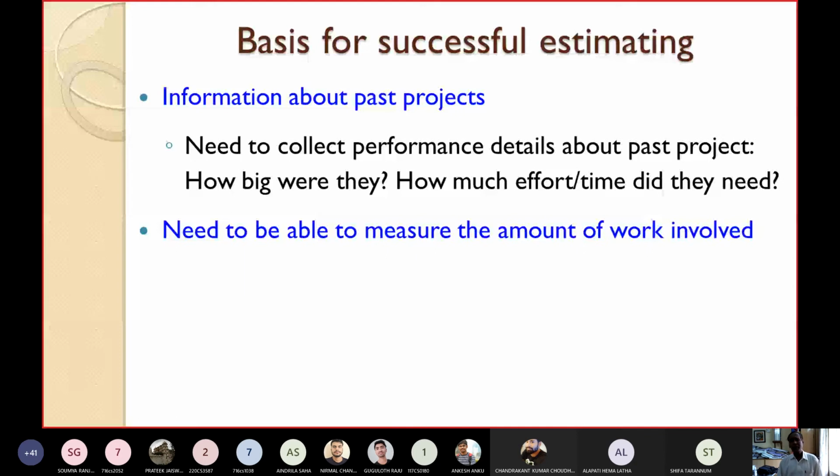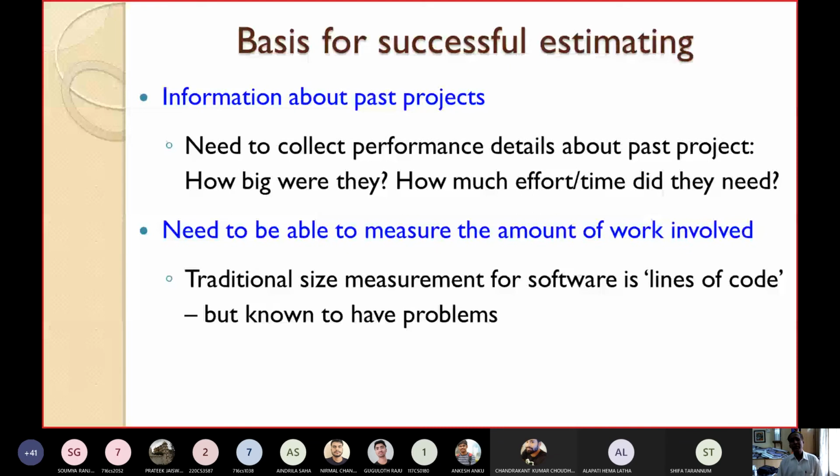One of the metrics is size. But what is the traditional size measurement for software? The traditional size measurement for software is lines of code, LOC, but it is known to have several problems. Next class we may talk about lines of code and see the advantages and drawbacks of lines of code, or LOC.